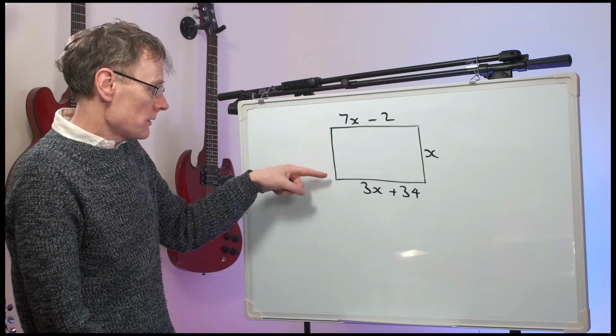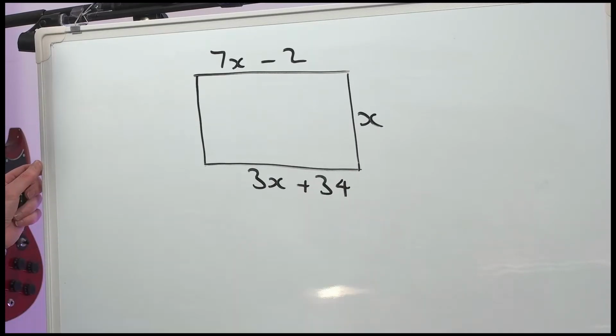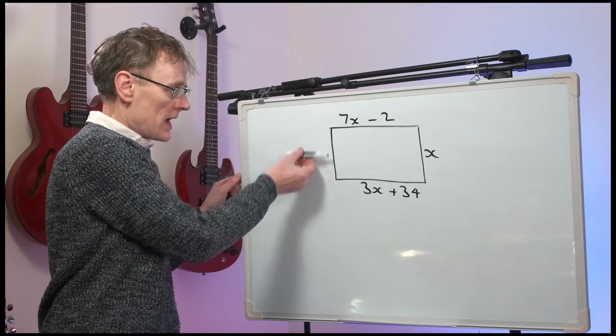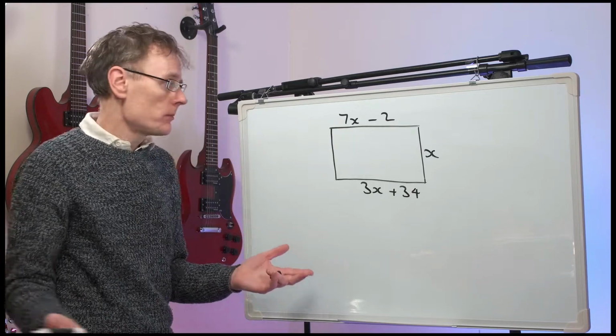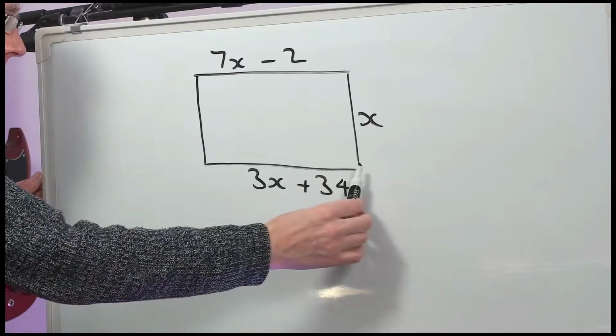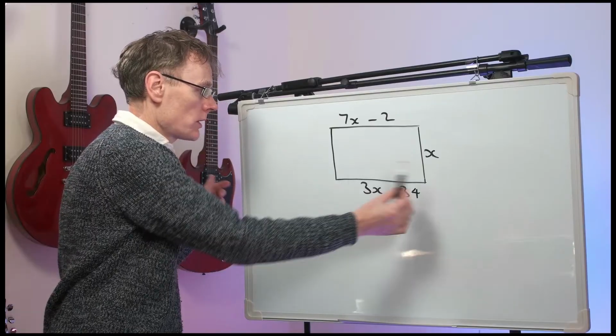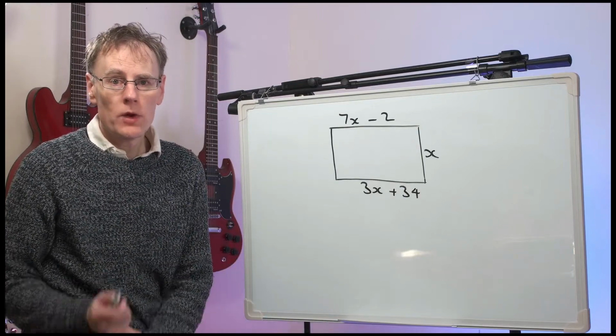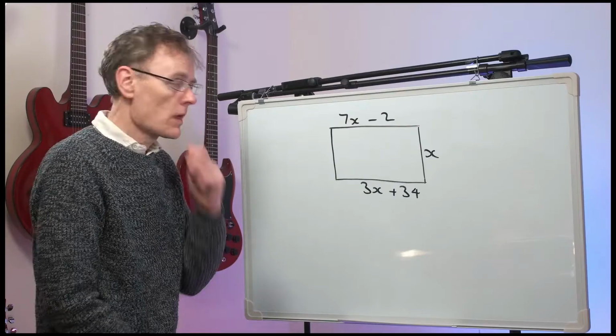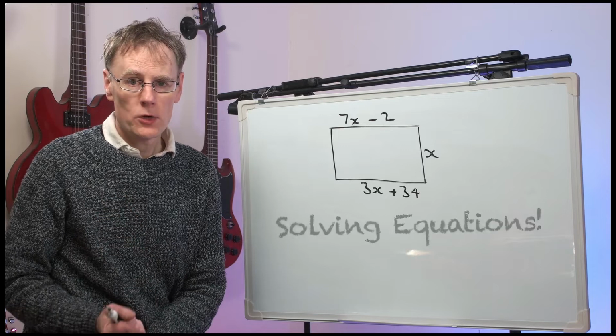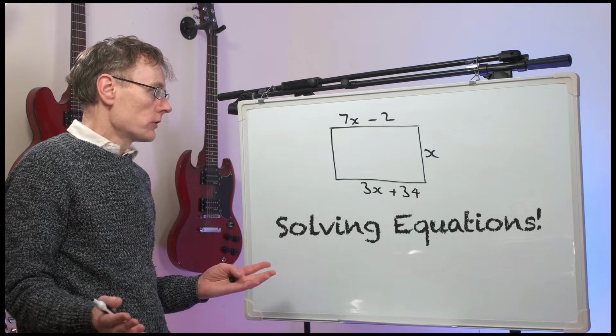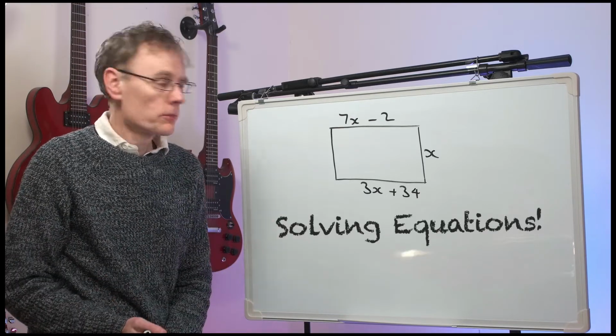We don't know this length, and we don't know this length. This length is x, that's some unknown number. And this length is, well, we don't know that one either. So how could we possibly work out the area? What we need to do is form an equation. Solving equations can solve all sorts of problems.